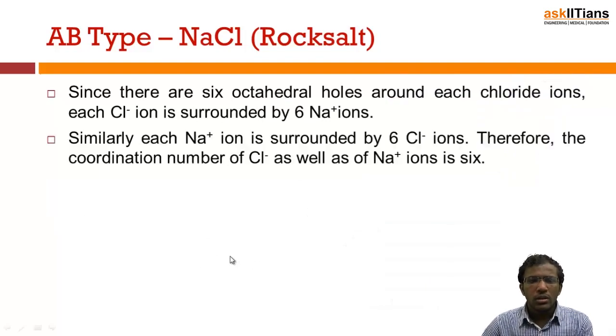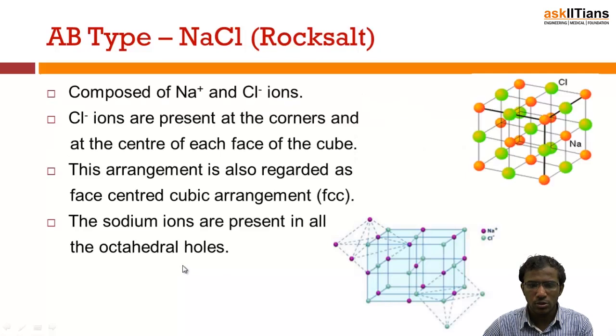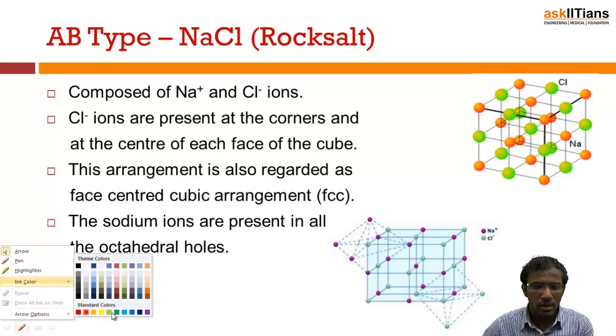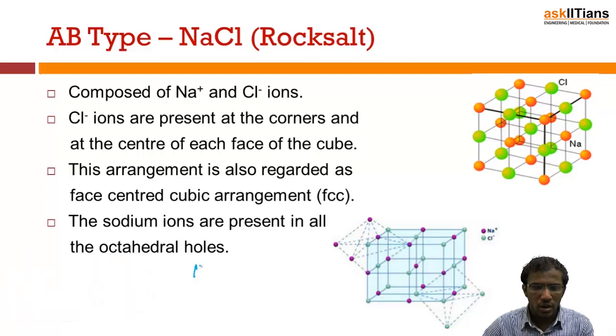So there are 6 octahedral holes around each chloride ion, which I'll show you in this image. Through this picture we can understand the coordination number of the sodium ion as well as the chloride ion. We already know what the coordination number is: the number of nearest neighbors of a particular ion.